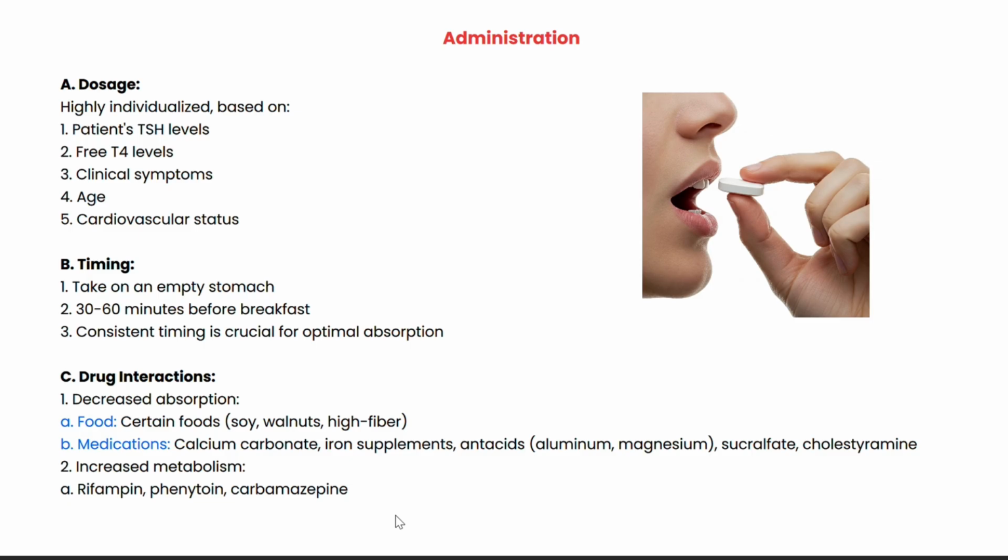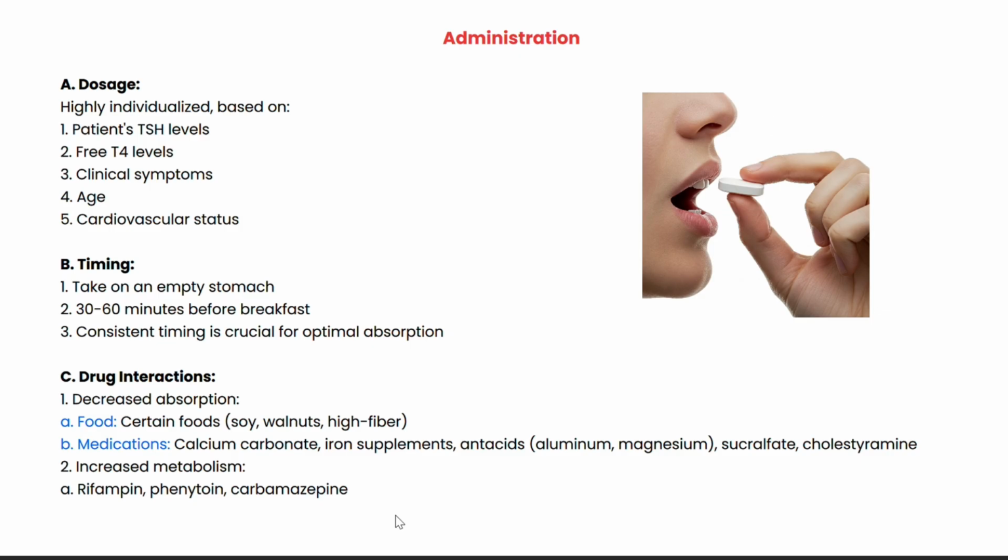It's important to be aware of potential drug interactions. Certain substances can decrease the absorption of levothyroxine. These include some foods such as soy products, walnuts, and high fiber foods, as well as medications like calcium carbonate, iron supplements, antacids containing aluminium or magnesium salt, sucralfate, cholestyramine, etc.